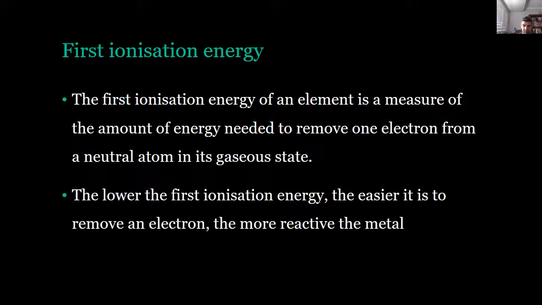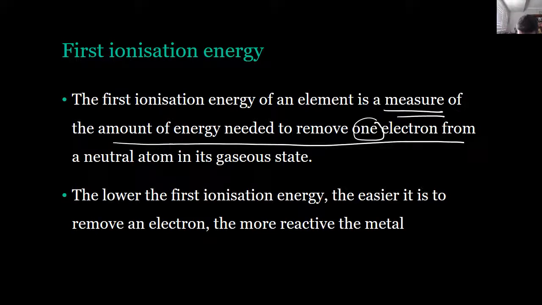In this video, we're going to first of all define the first ionization energy, which is the measure of the amount of energy needed to remove one electron from a neutral atom in its gaseous state. There are subsequent ionization energies which we'll look at later on, but only the first one is from a neutral atom. Every electron removed subsequently is coming from a charged atom, and therefore A, it's more difficult, and B, it's going to continue to increase the size of that charge as subsequent electrons are removed.